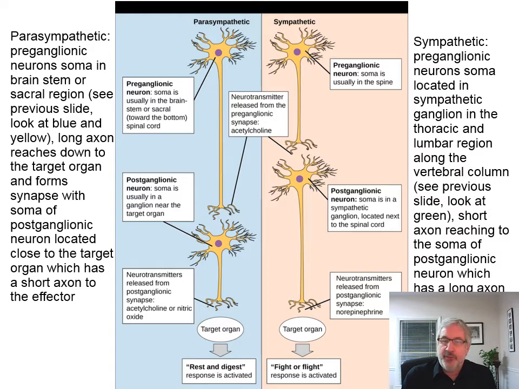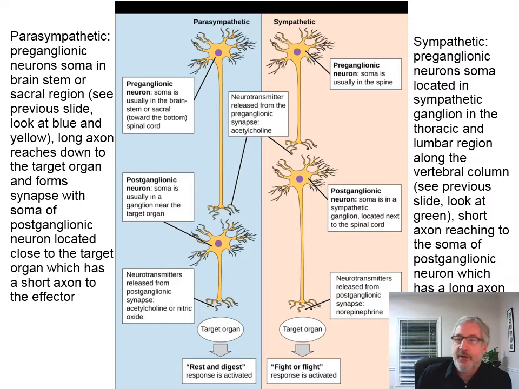And so those are all up and down the spinal column. We'll see those little bulbs in the next few diagrams. In the parasympathetic division, the preganglionic neuron's cell body is in the brain stem, and it has a long axon that reaches down to the target organ. Then there's a postganglionic neuron near the target organ with a short axon. In the sympathetic division, you have a short preganglionic neuron and a longer postganglionic neuron.